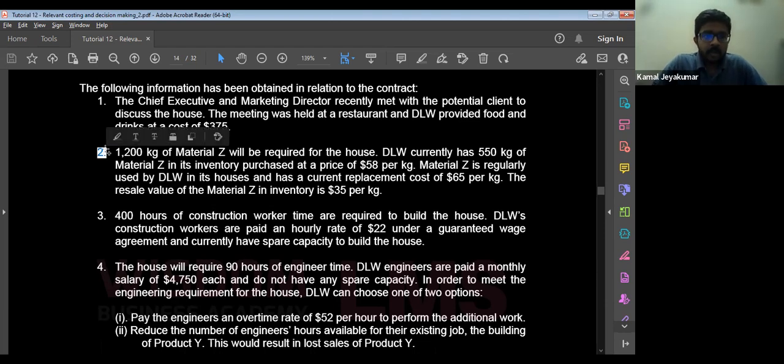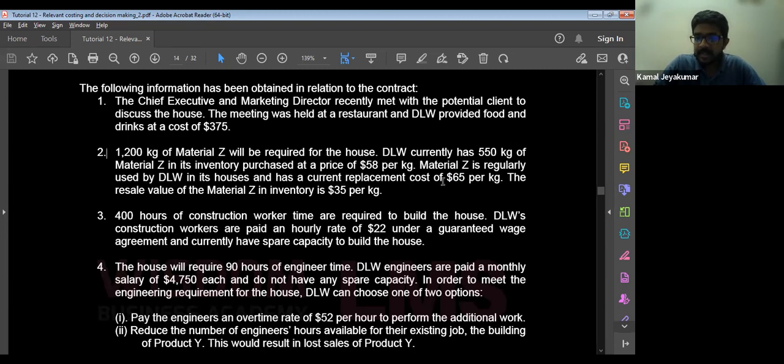I will explain point number 2 again because somebody has put in the chat to explain it again. Material Z, you need 1200 kilograms. You already have 550 in your inventory, but you have to replace that if you use it because it's a regularly used material. They have told you that it's regularly used, right? Material Z is regularly used by DLW. So you have to replace it. Your replacement cost is $65. Right now, you have 550 kilograms, but you need 1200. So the remaining amount, 650 kilograms, you have to buy from the market.